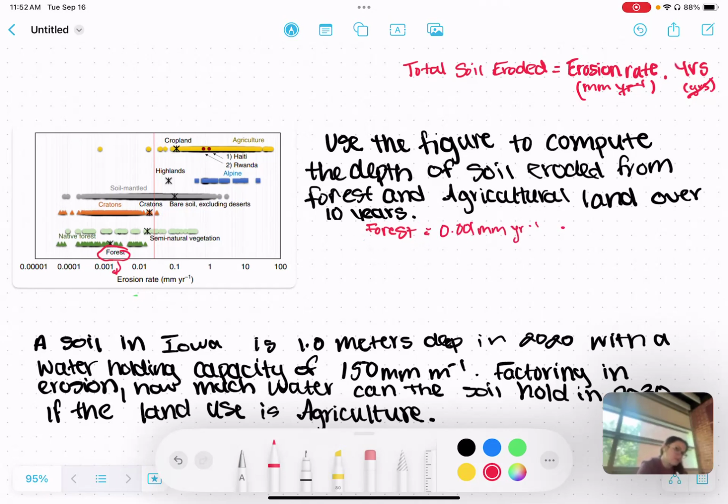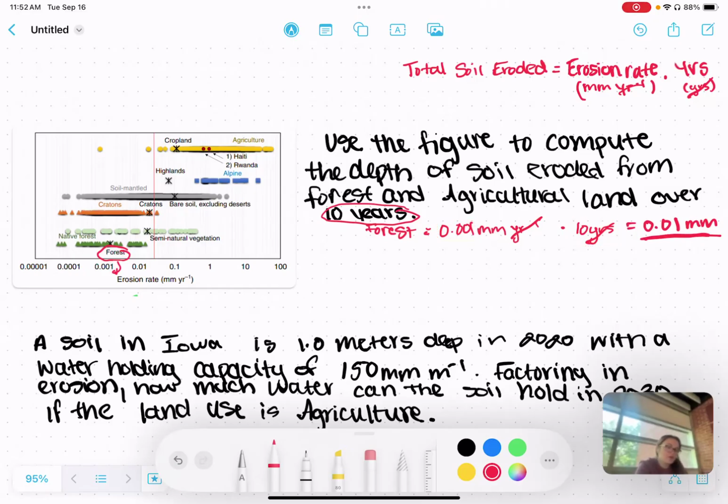Multiply that by the total number of years. The problem tells us 10 years. So we're going to multiply that by 10 years. Again, our years will cancel, leaving us with just millimeters as our final unit. So it'll be 0.001 millimeters per year times 10 years. Again, the units cancel, and that would leave us with 0.01 millimeters of erosion.